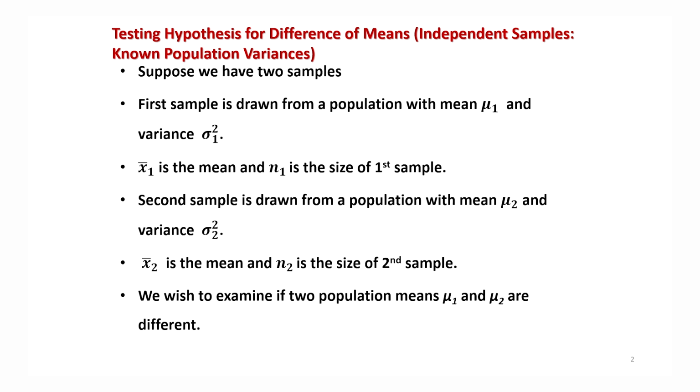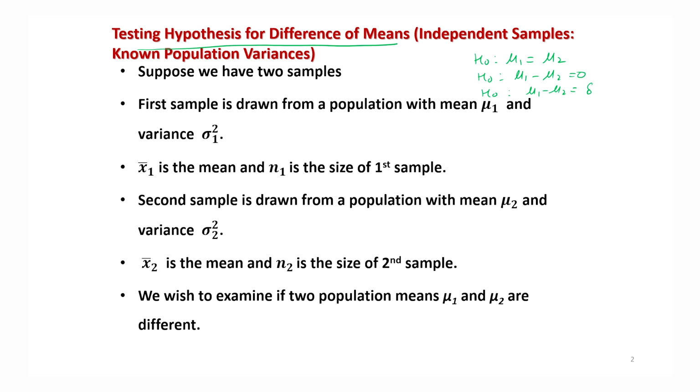We have two populations which differ with respect to the means, and they have variances, but they are known to us. We are interested in testing the hypothesis for the difference of means. For example, if I write H0: mu1 equal to mu2, this can also be written as H0: mu1 minus mu2 is equal to 0, or in a more general statement, mu1 minus mu2 is equal to delta.